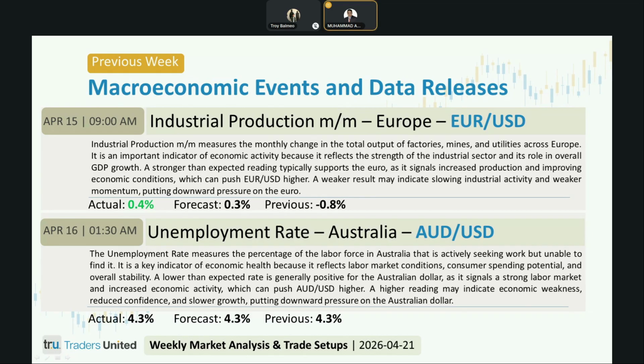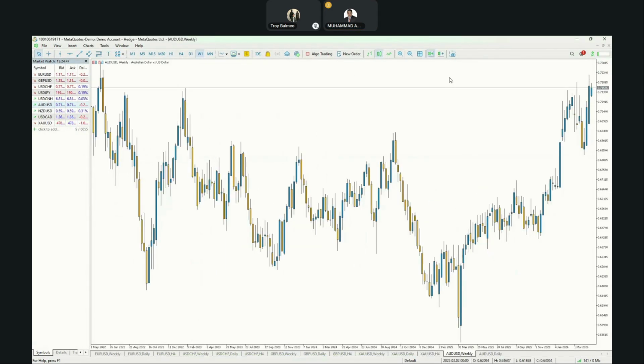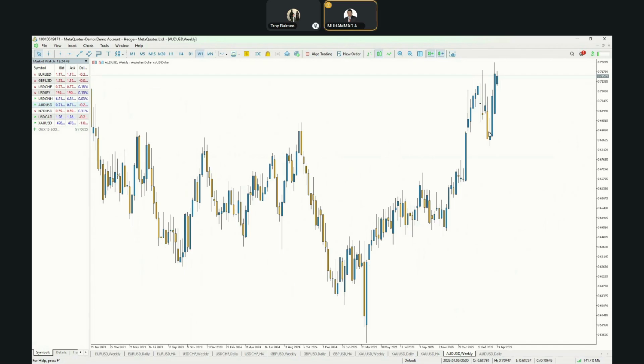AUD USD currency pair showed bullish movement after the news release. Short-term sentiment turned positive. Buyers remained in control in the near term. And the way I see the price action of AUD USD currency pair is probably going to rise up even further.